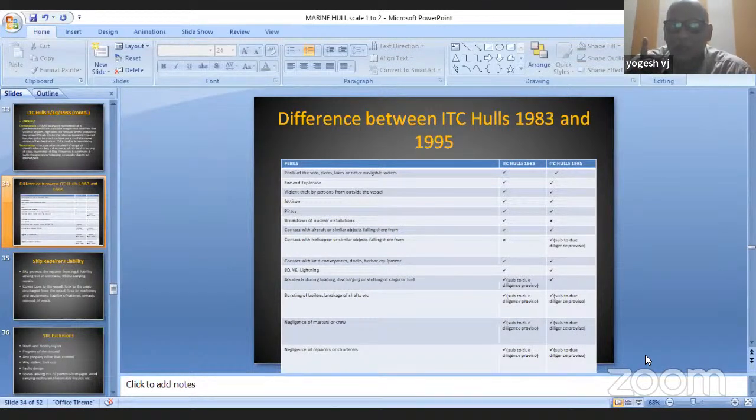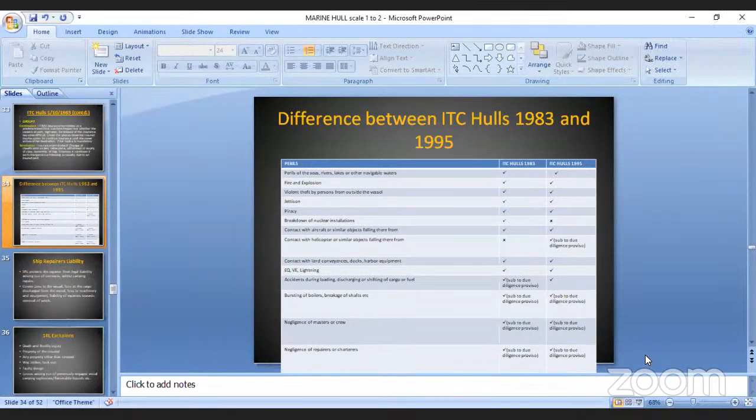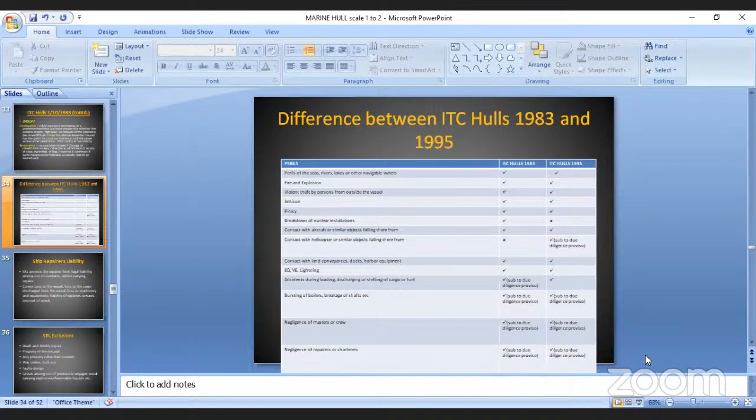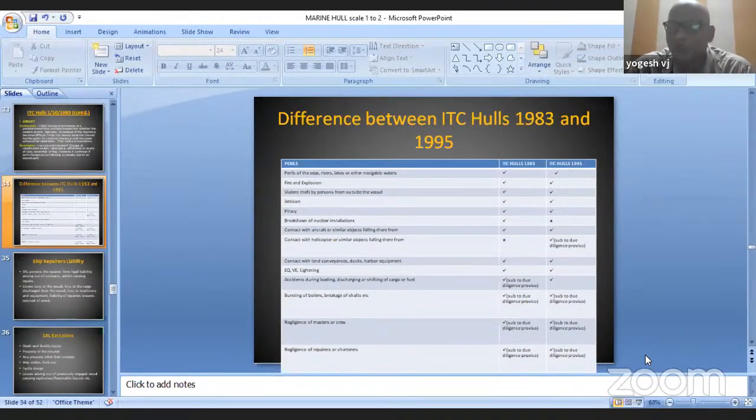Okay, इसीलिए ITC Hulls 110 1983 ही लगाते हैं. तो ये 1995 लगाया क्यों है सर? If there are no nuclear installations, why would they require this? अगर वेसल में न्यूक्लियर इंस्टॉलेशन है ही नहीं तो उसको क्यों लगेगा? It is for those vessels which do not have nuclear installation. Okay. 110 1983 ITC Hulls is for those vessels jahan pe nuclear installations hai.